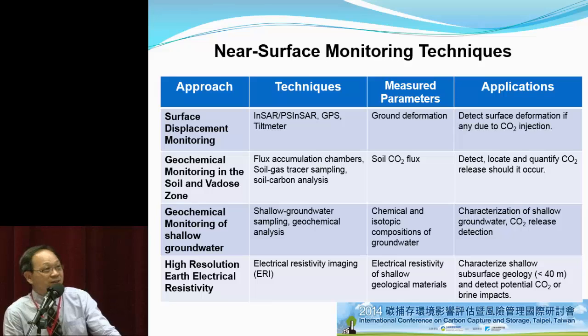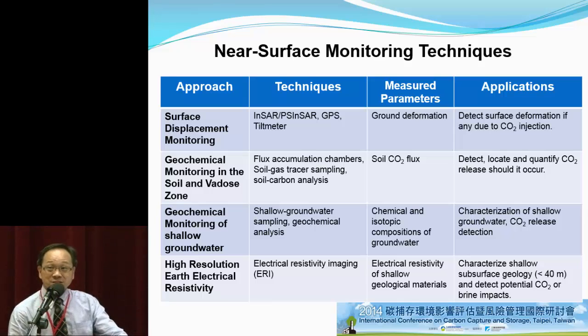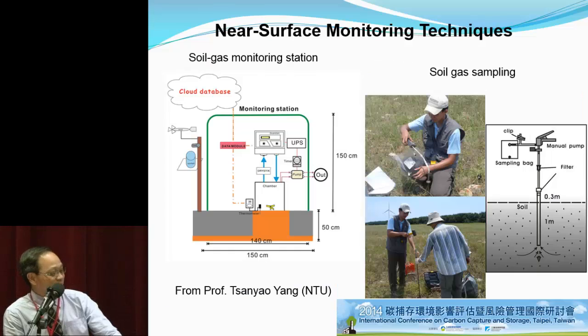And also, if CO2 is injected into the subsurface, sometimes we have ground displacement. For example, at the In Salah gas fields in North Africa, the displacement is around 1 centimeter. It's quite small, but we can use the InSAR technique to detect the ground deformations. Most of these techniques already exist in the Taiwan research community.